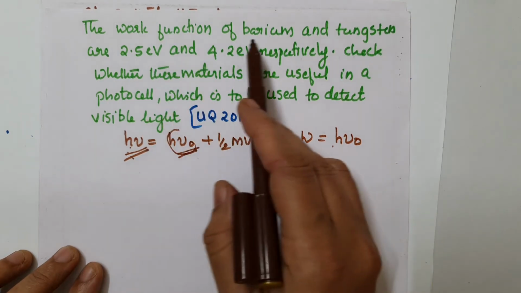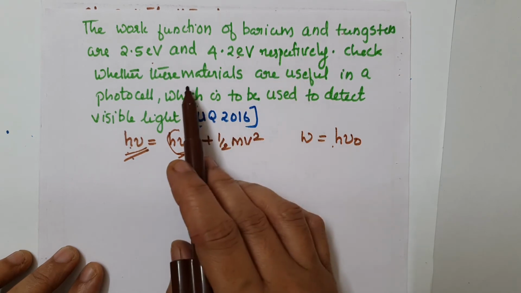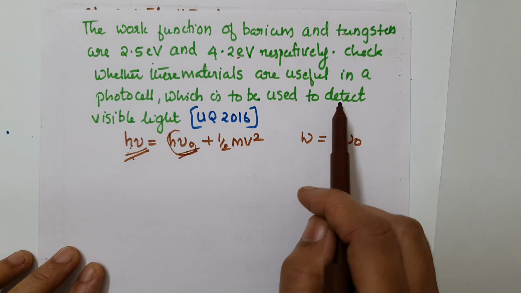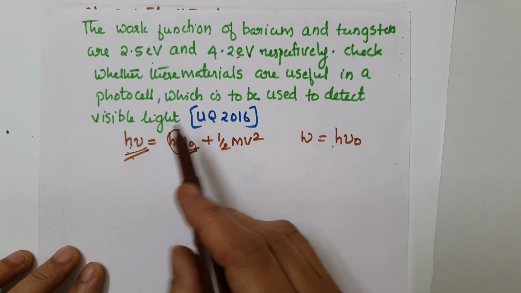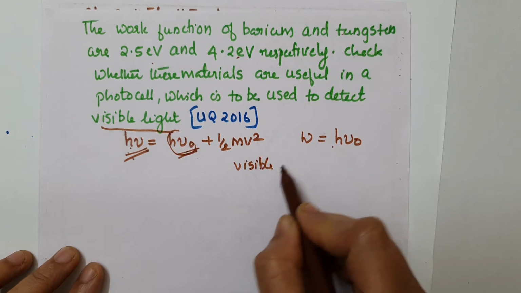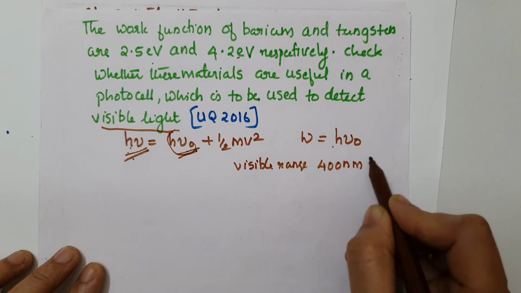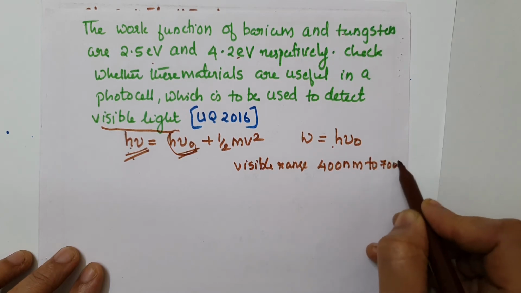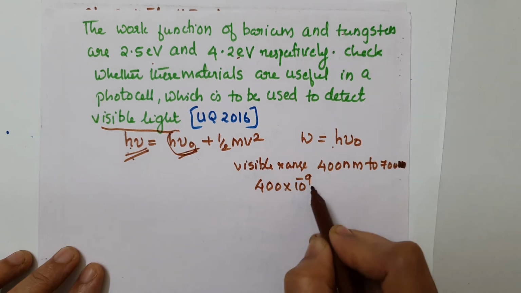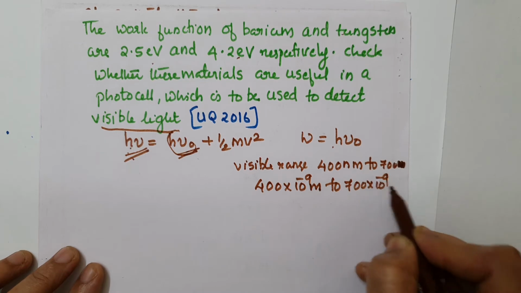So the work function of barium and tungsten are 2.5 eV and 4.2 eV. Check whether these materials are useful in a photocell which is to be used to detect visible light. We know the visible range is 400 nanometer to 700 nanometer, or 400 into 10⁻⁹ meter to 700 into 10⁻⁹ meter.